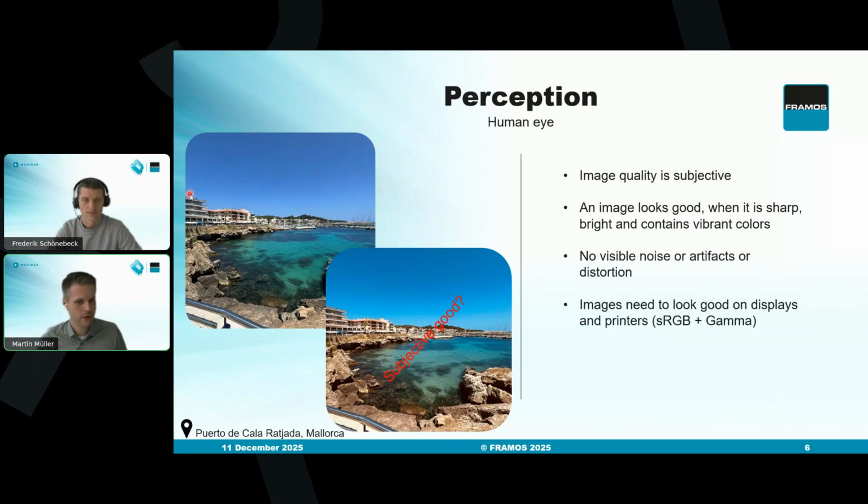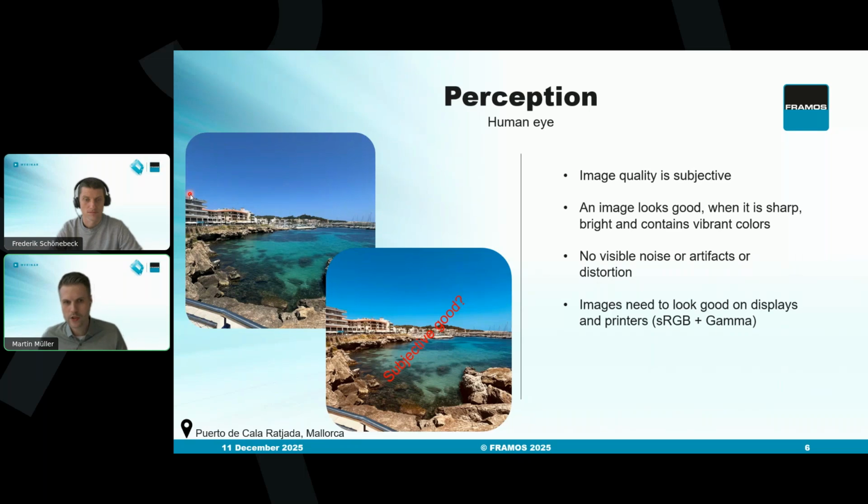What is also important is that images finally need to look good on displays for consumer grade devices. And also images need to look good on printers, when you went to the printing store and print pictures from your family and so on. So, and this brings us to the topic of color space.